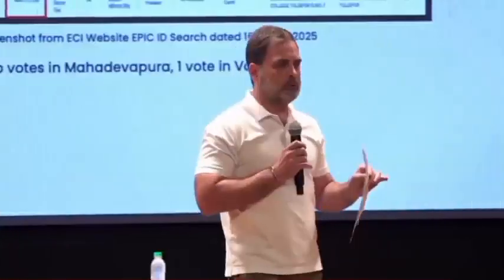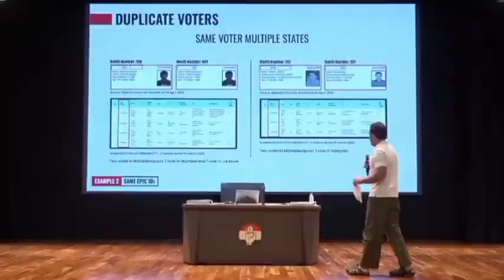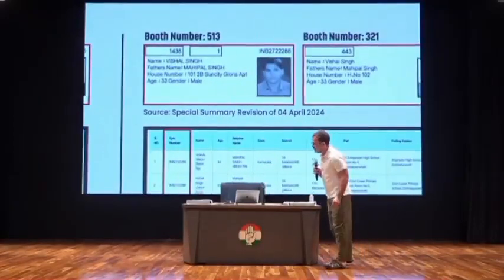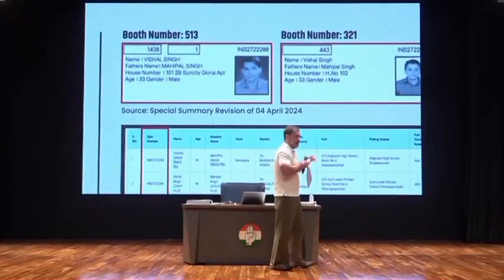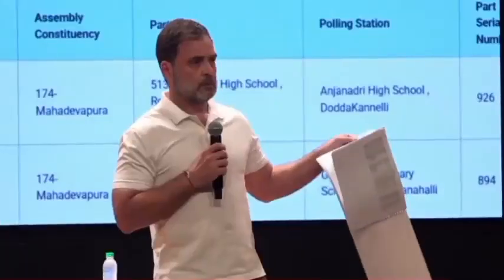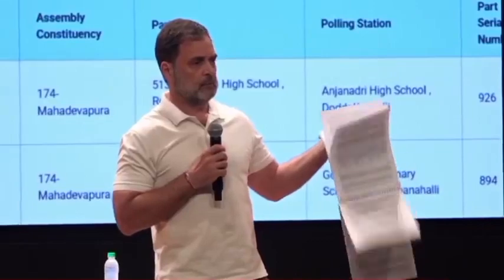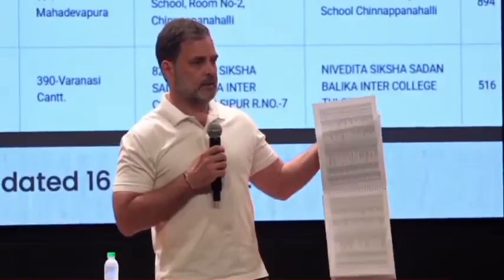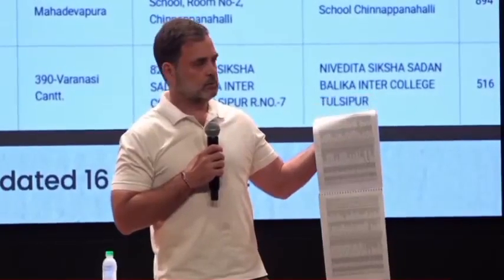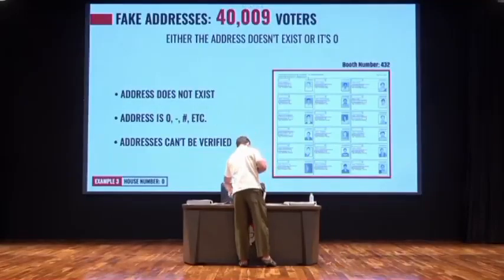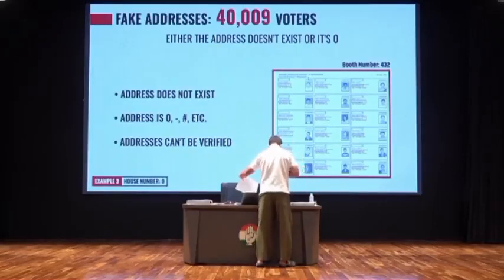Duplicate voters was what, 11,000? So there are 11,000 people who are voting 3 times, 4 times, multiple times, right? Okay, now let's go to, okay, here is the list of duplicate voters. These are all the people who have voted multiple times in Karnataka. That's the names, that's their addresses, that's the polling booths where they registered to vote. Okay? Next, fake addresses.